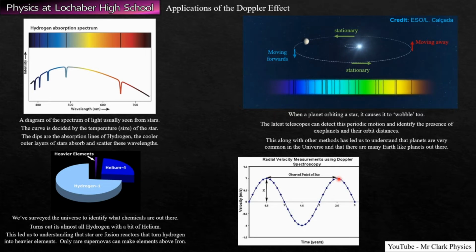I am simplifying a little bit here. Most star systems, it turns out, have multiple planets around them, which is good news because it's very common, but bad news because then it gets a little bit tricky trying to separate out exactly how many planets are there, because they all kind of mess up the overall pattern.